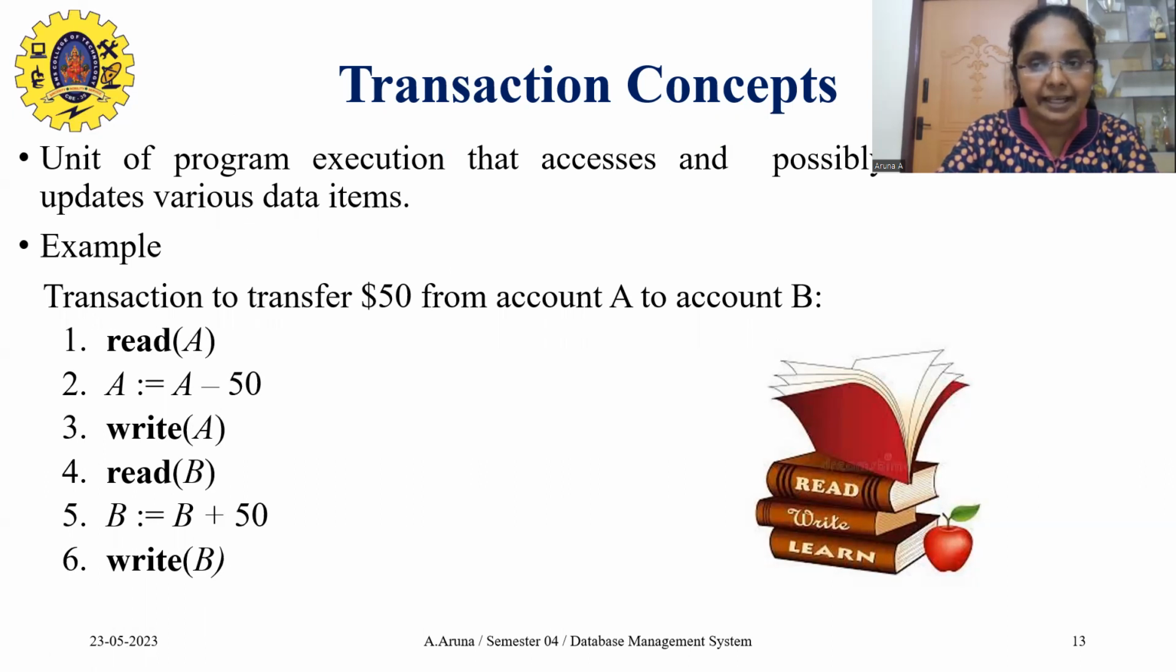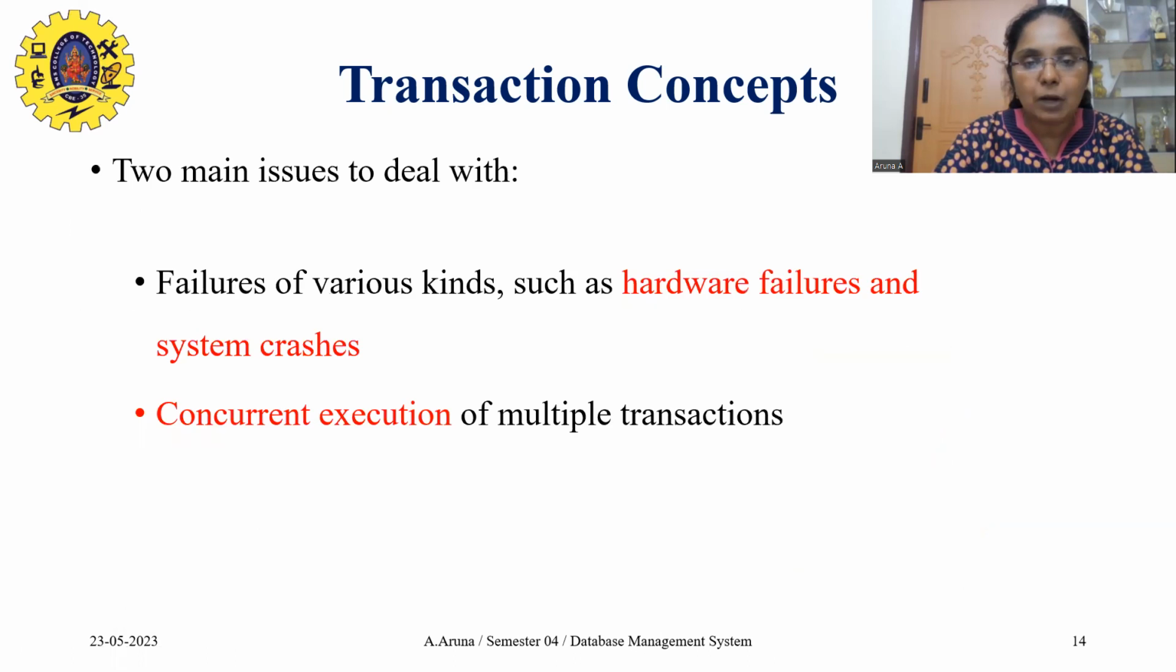After completing these three steps, we can go for the next person's account. What is the next account? B. In B also we have to read B. Whatever amount was debited from A has to be added to B's account, so B equals B plus 50. So if B is 100, now it will be 150. If it is 150, now it will be 200. That will be written to B's account. So these are the read and write operations used while transferring the amount from one account to another.